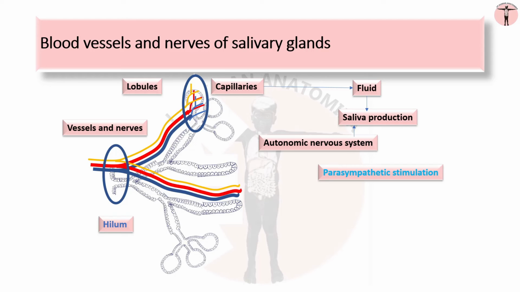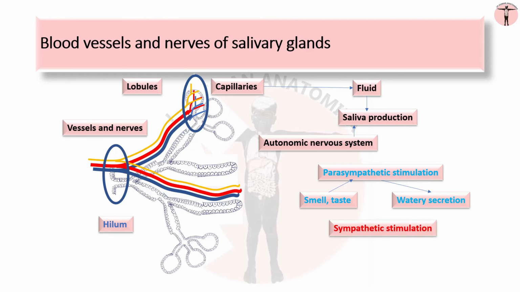Parasympathetic stimulation, usually elicited through the smell or taste of foods, provokes a copious watery secretion with relatively little organic content. Sympathetic stimulation inhibits watery secretion and produces the potential for dry mouth, often associated with anxiety.